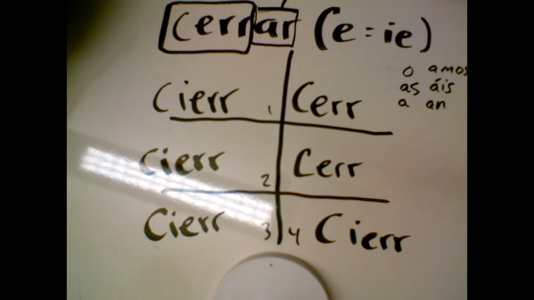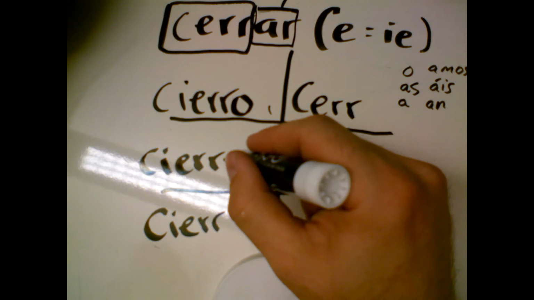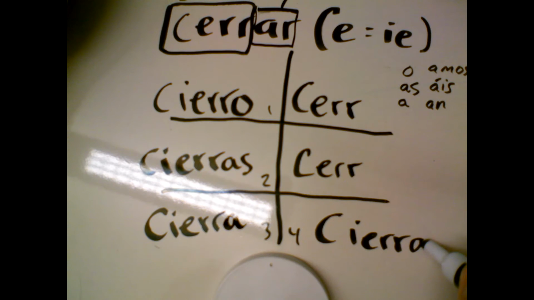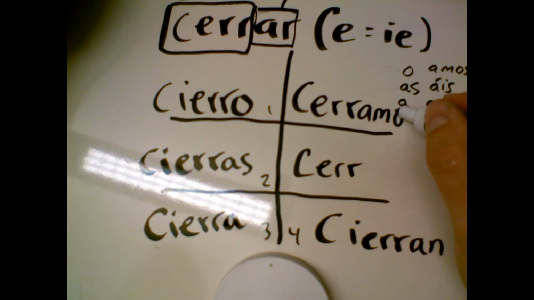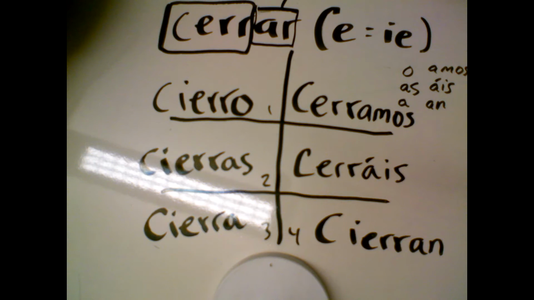So the yo form of the verb to close in Spanish will be cierro. The tú form will be cierras. The he, she form cierra. The they form will be cierran. The nosotros will be cerramos. And then the vosotros from Spain will be cerráis.